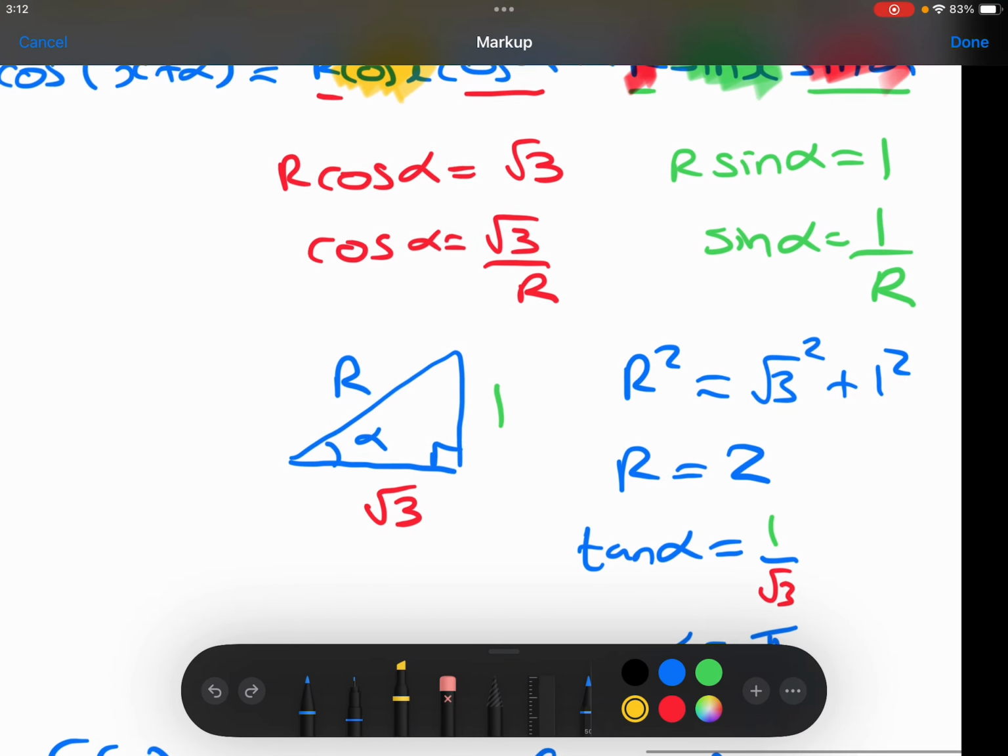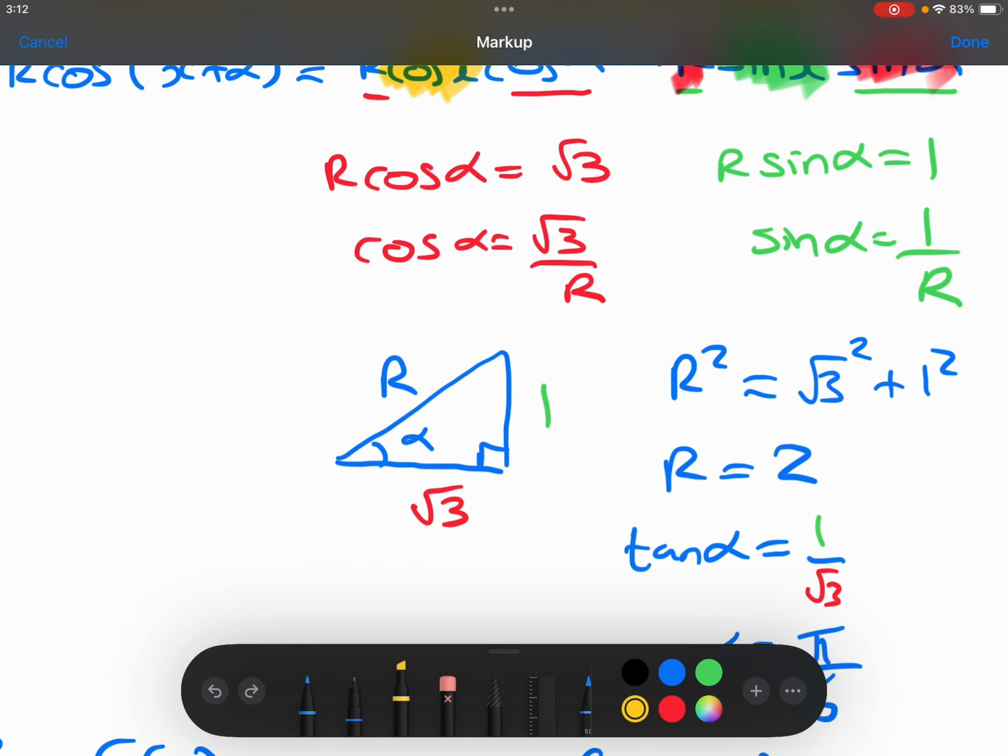Right. Next thing I've done is I've divided both sides by r, so that I'm able to think of this as a little right angle triangle where this is the adjacent and this is the hypotenuse, this is the opposite, and this is the hypotenuse. So as you can see, I've drawn a right angle triangle with root 3 on the adjacent side, 1 on the opposite side, and r on the hypotenuse, which allows me to do a little bit of Pythagoras to work out that r needs to be 2.